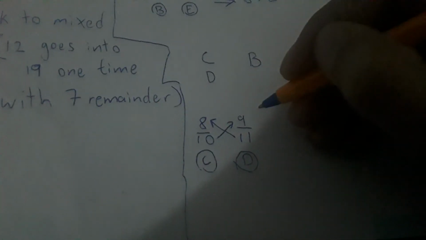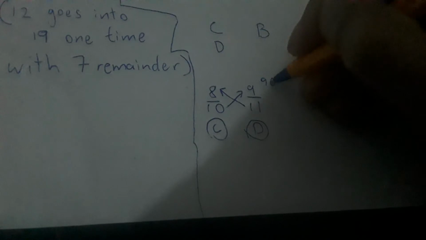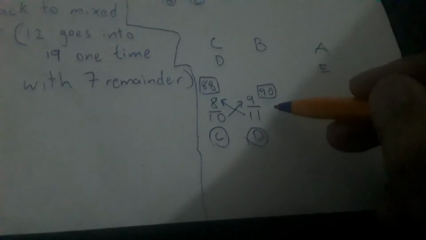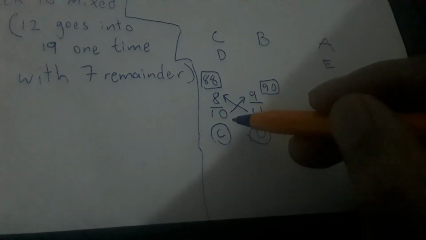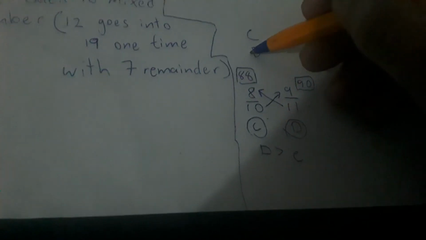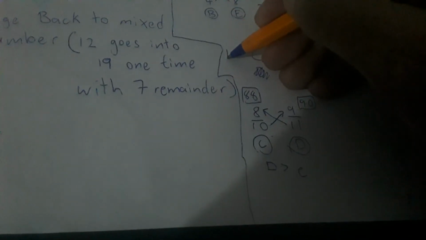9 times 10, you're going to get 90. Then 11 times 8, you're going to get 88. So that tells us that D is actually bigger than C. If we write it out again now, we know that D is greater than C, so we can take that off from there and put it here.